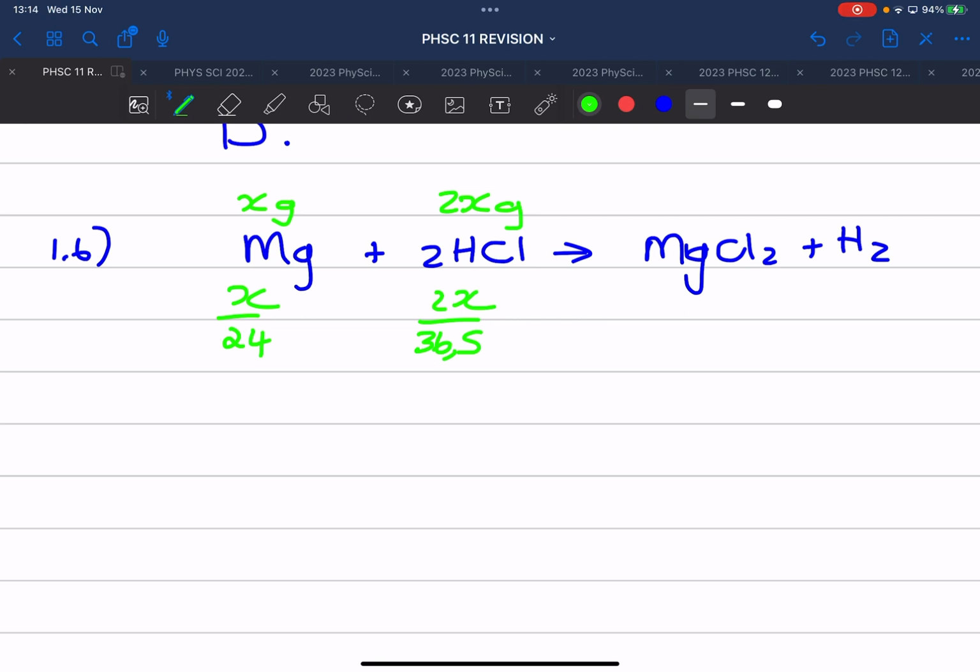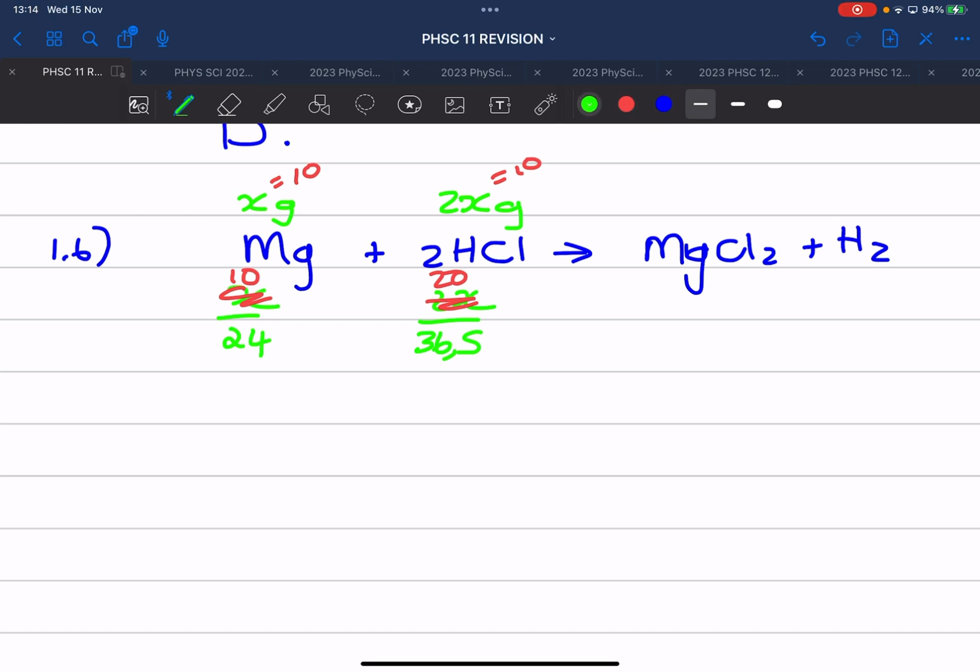So the mol is completely different. Okay. Goed, nou kom ek gee gou X se waarde. Kom ons sê X is 10. Okay, so then this is 10. And then this is 20.